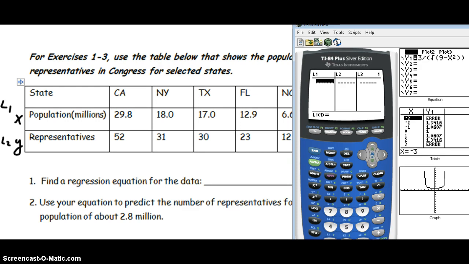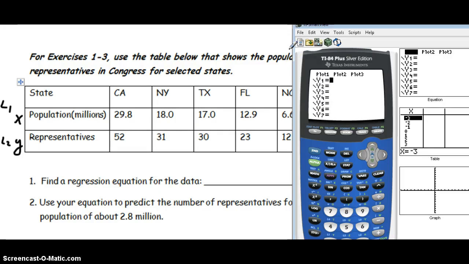So once your data is cleared out, you'll put our population into L1 because it's the X, and then our representative data into the L2 for Y. So go ahead and do that. Okay, so when you do that, you also want to make sure you clear out any data in your Y equals, so anything you're graphing.